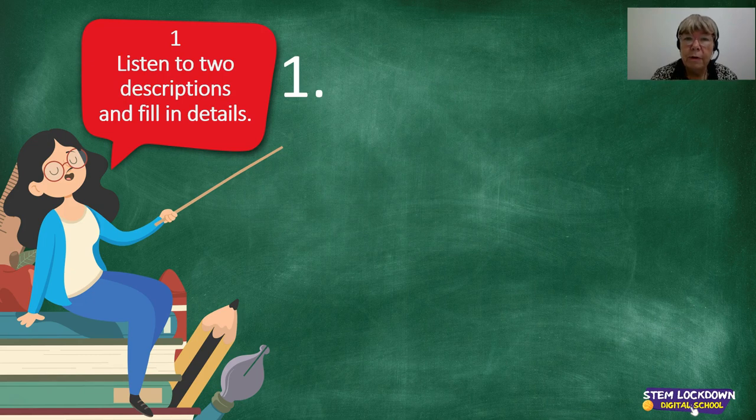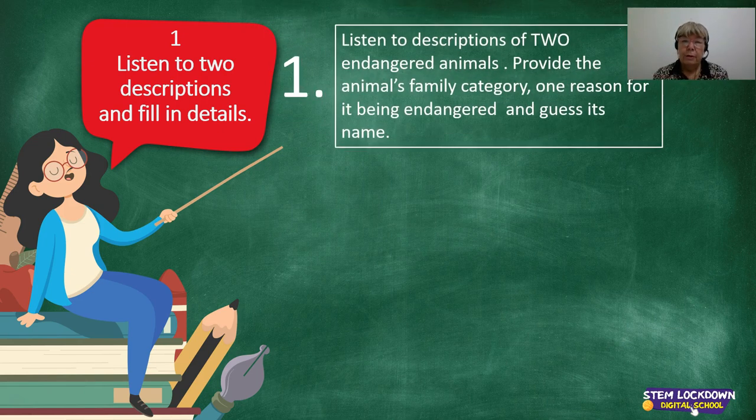We'll start off by listening to 2 descriptions and filling in details. So, just like we did in our listening and speaking lesson earlier this week, you'll listen to 2 descriptions of endangered animals, and then you're going to provide 3 things about those. The animal's family category, such as mammal, amphibian, bird, or whatever, one reason for it being endangered, and try and guess its name. Got that? So you've got 3 things to do.